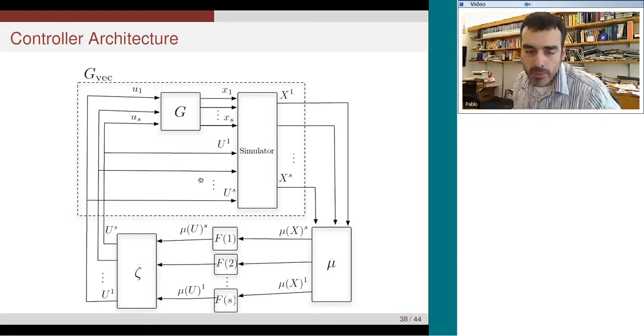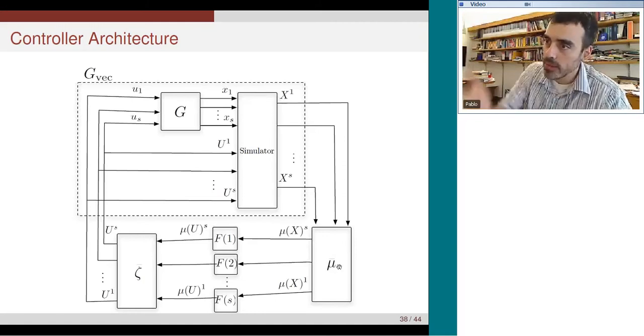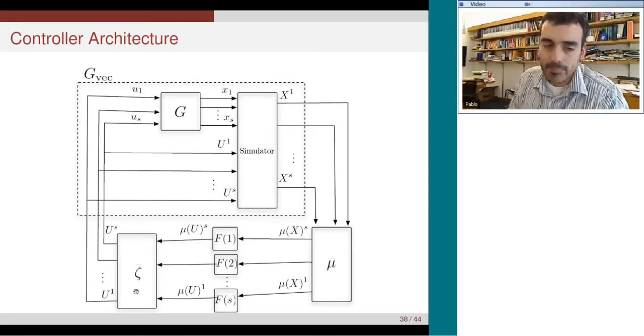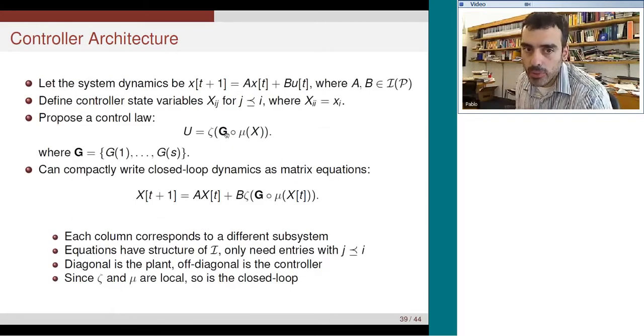So perhaps let's do this first. This is kind of a graphical representation of what the controller looks like, right? If G is my plan, then my subsystems are essentially simulating what's going to happen in the future. Then I'm locally computing this transformation mu by message passing on the whole graph. Then I apply my local controllers F sub i, these live in each one of my individual subsystems. And then I apply again this local message passing transformation, zeta, that's going to give me my control actions.